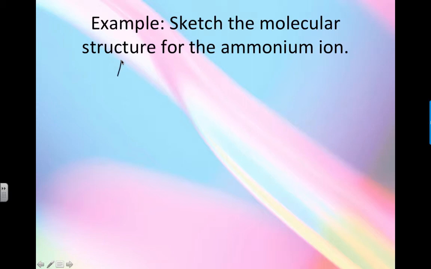Start with ammonium, which is NH4+. Let's count up our electrons first. Nitrogen has 5 valence electrons. Hydrogen has 1, and there are 4 of them. But since I have a positive 1 charge, that means that a cation has removed an electron, so I'm going to take 1 away. So I had 9, and I take 1 away, so now there's only 8 electrons left.